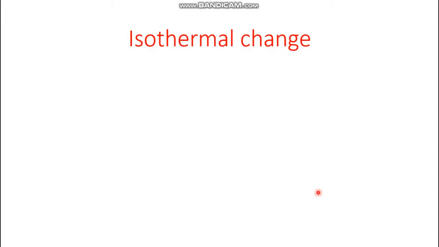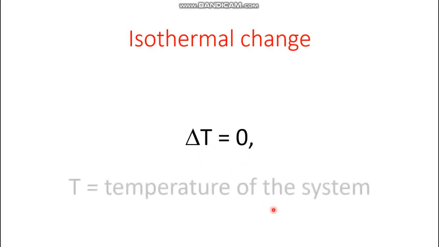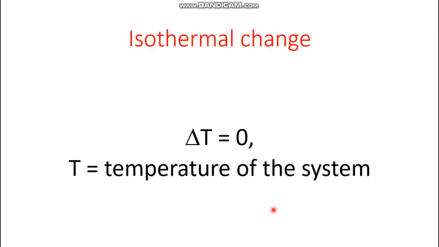First of all, isothermal change. If the temperature of the system remains constant, that means delta T equals 0. Delta T is T2 minus T1. T1 is the initial temperature of the system, whereas T2 is the final temperature of the system. So if the difference is 0, that is delta T equals 0, then it is an isothermal change, and the process is an isothermal process. T is the temperature of the system.